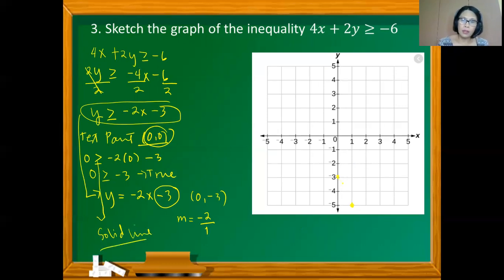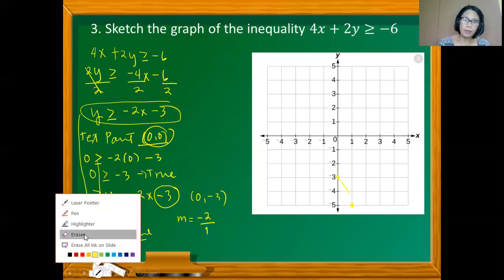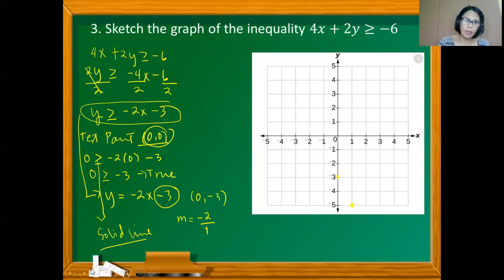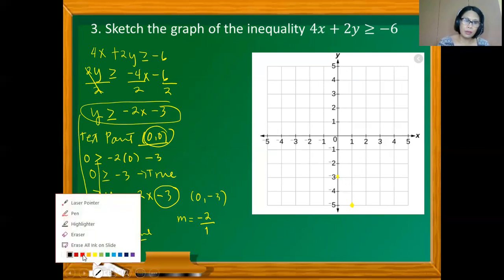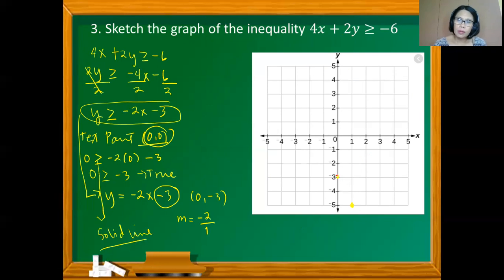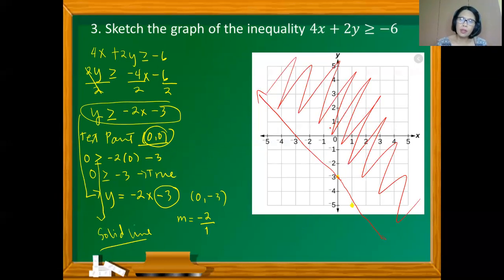Okay? So we will connect the 2 points. And let's use a darker color for that. There. And then 0, 0 is part of the solution. So I hope you were able to understand how to sketch the graph of linear inequalities in two variables.